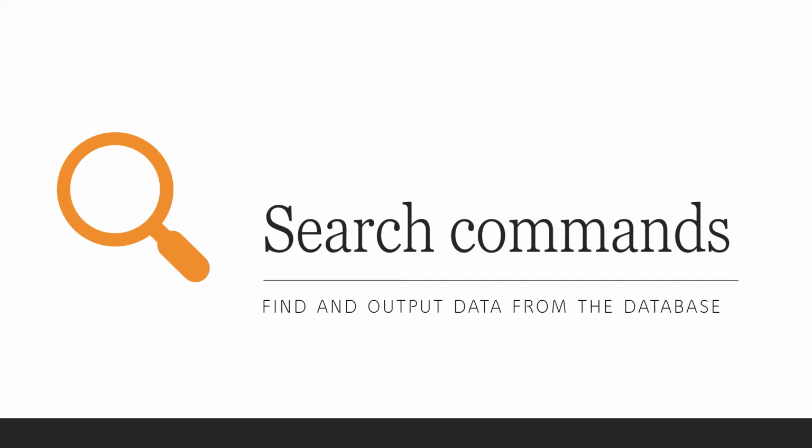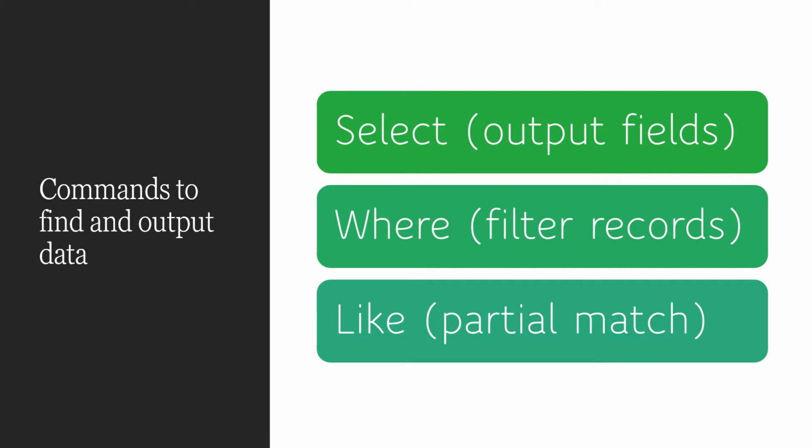So first of all, we're going to look at some search commands. The purpose of these commands is to find and output different items of data from the database. The 3 commands that we will look at are the select command, which lets us output different fields from a chosen table, the where command that lets us filter the output down to show only particular records from the database, and the like command, which lets us find records where we've only got a partial match.